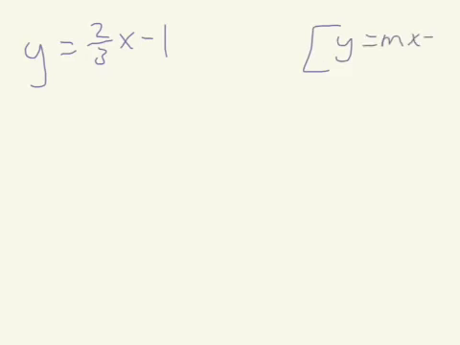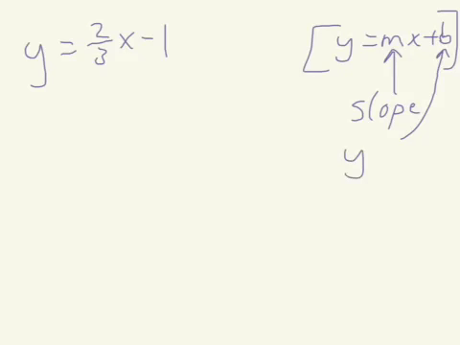Okay, let's start with this equation. Y equals 2/3 x minus 1. This is in the y equals mx plus b form, which you're probably most comfortable with, I would assume. Where m, recall, is the slope, and b is the y-intercept. And x and y are the variables, so as x changes, y changes. X being the independent variable, y being the dependent variable.